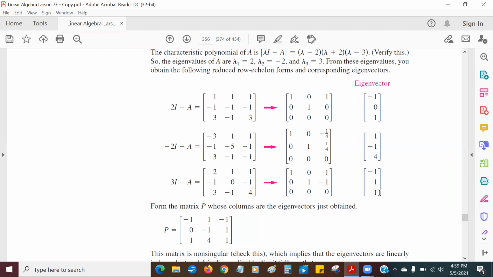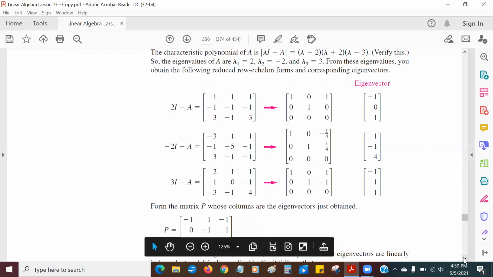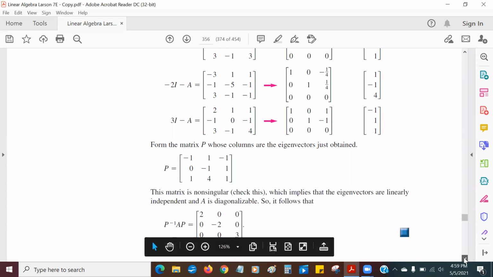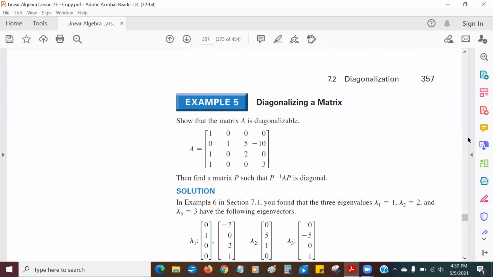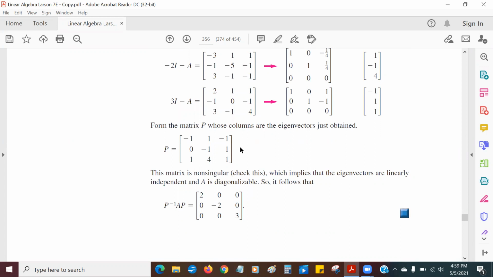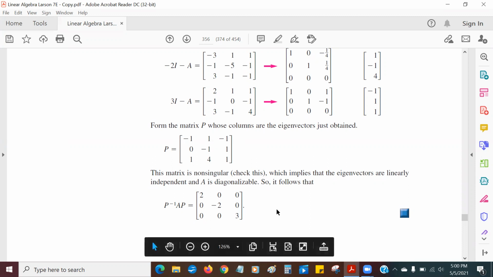Now I take these three vectors, sort of tape them all together, and I get this matrix P, and P is going to do the trick. This matrix P, it's invertible, which again I want you to check, and the eigenvectors are linearly independent, and therefore it's diagonalizable, and so that means that P inverse A times P is going to give me this guy right here. But again, I want you to show that and actually crunch it all out, and you'll see it's all true. And once you do it, you'll realize how awesome all of this is.